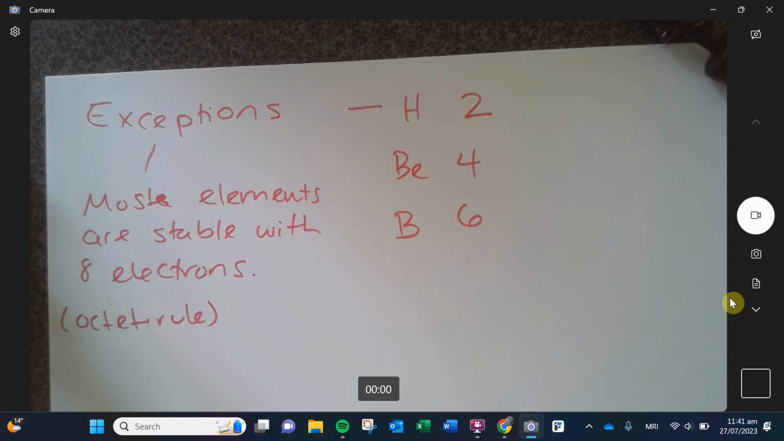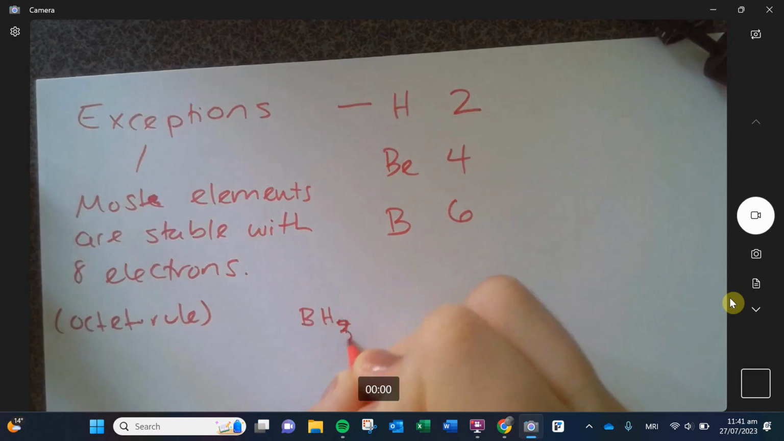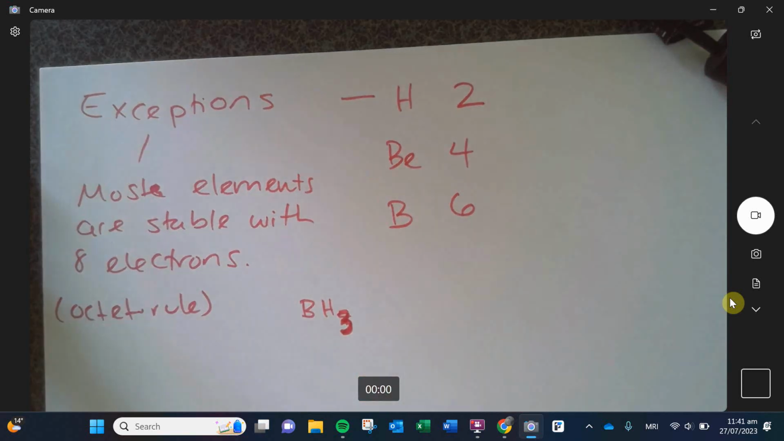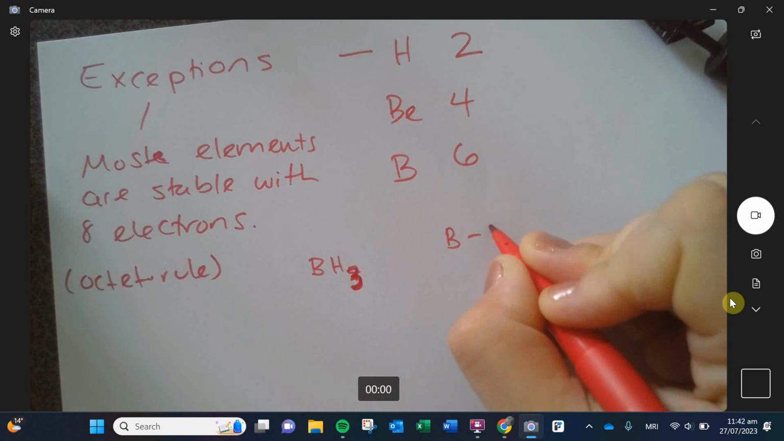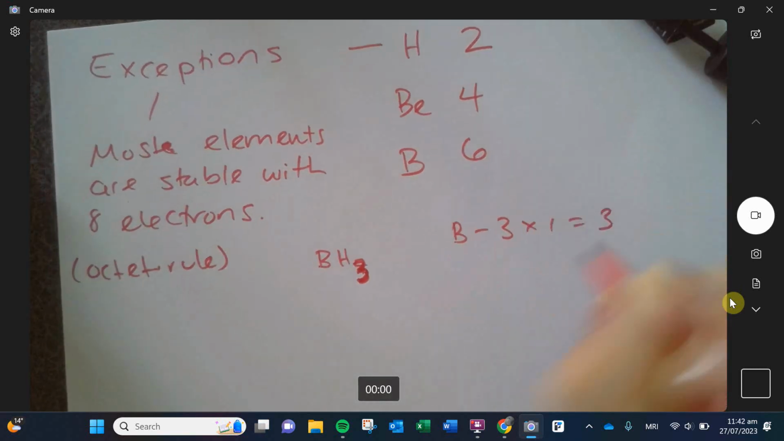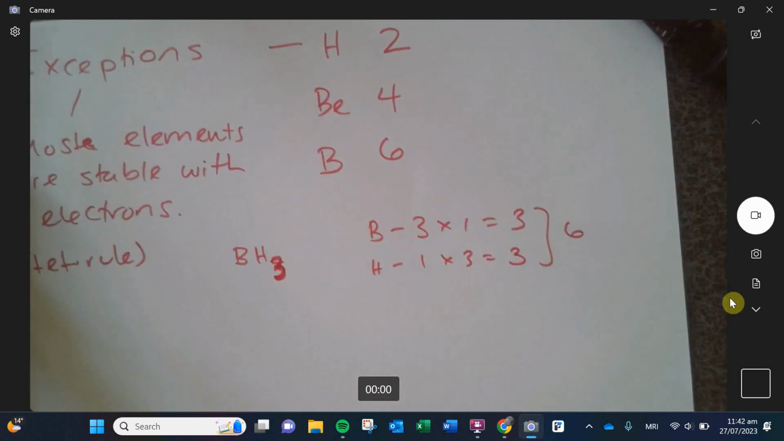Do you want to see an example of an element like that, or are you okay? Yes, please. Okay. So for example, if I was dealing with BH3, similar to ammonia, when I look for boron in the periodic table, boron is 3. Hydrogen is 1, and we have 3. So that's 6 total.